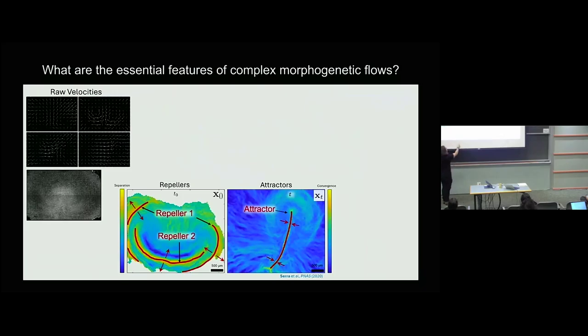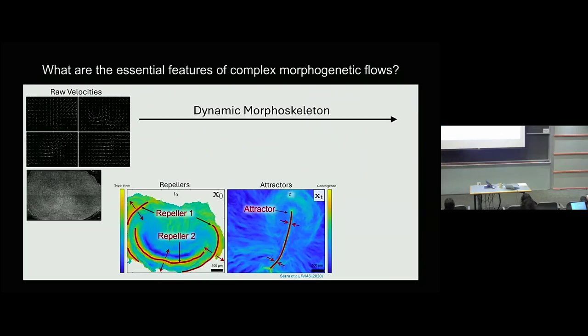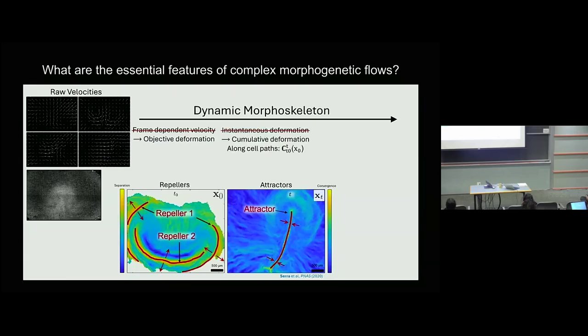And this repeller actually splits the anterior part and the posterior part of this streak. So this is basically a compartmentalization. So what we did, we started from velocities. We retained only objective or frame invariant deformations. We didn't consider all the possible deformations, but we considered deformation along trajectories, those that evolve and accumulate along cell paths. They are all encoded in the Cauchy green. And then we said, okay, we are interested in regions where deformations are the highest, the attractors and the repellers. Okay? That's basically a compression.